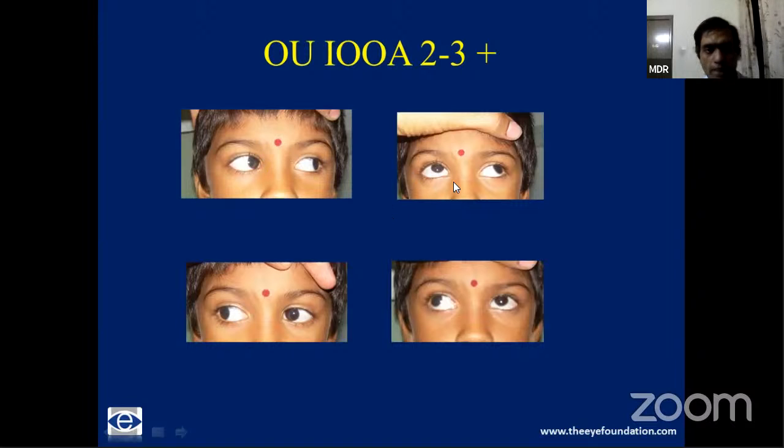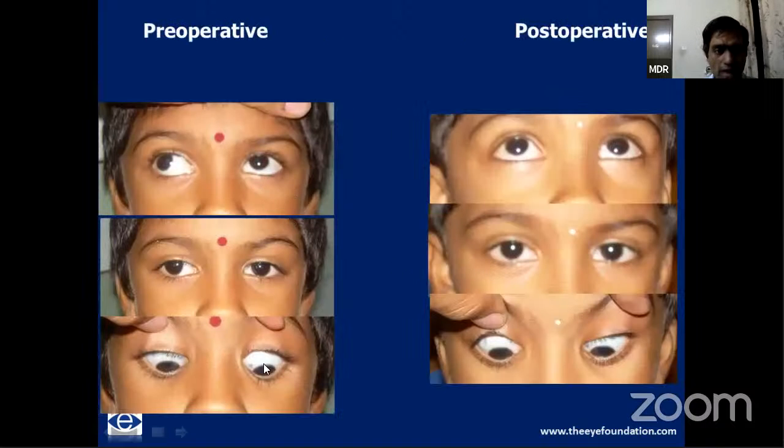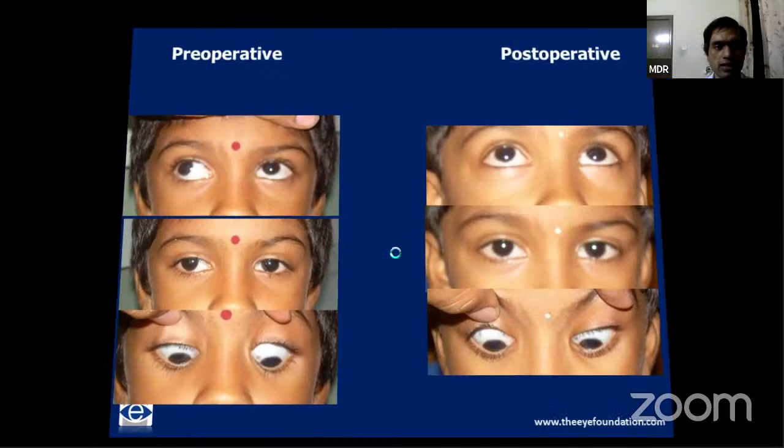So this patient has bilateral inferior oblique overaction. This is a preoperative photograph. Bilateral inferior oblique overaction of 2+ to 3+. And this is after surgery. The V pattern is addressed. Note, this is the V pattern, and the V pattern has collapsed.